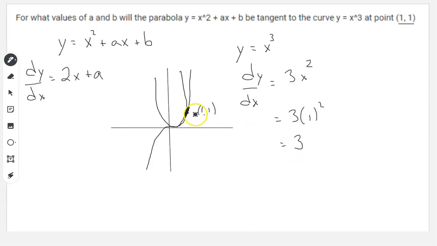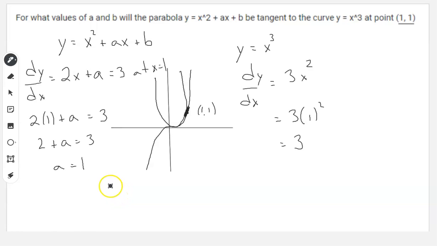What this means is that must be the same as the slope of the parabola at that point. So this must also be equal to 3 at x equals 1. So let's write that. We have 2 times 1 plus a must equal 3. So this gives me 2 plus a equals 3, or just rearranging, a equals 1. So we know that the value of a must equal 1.